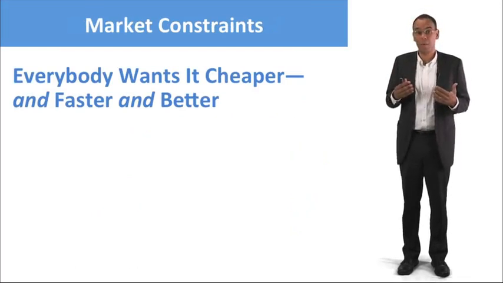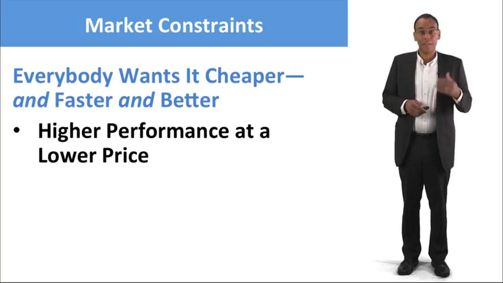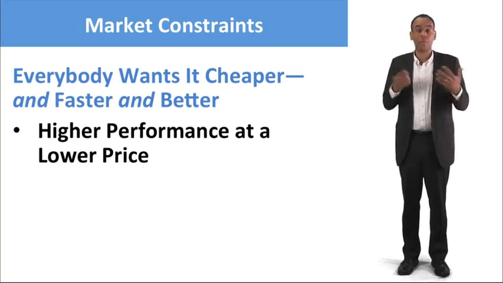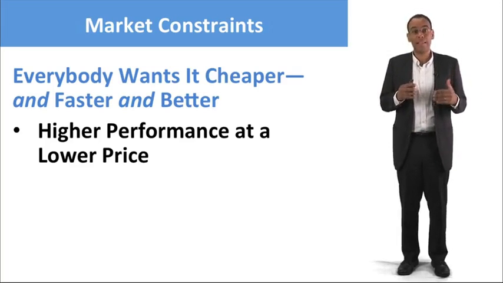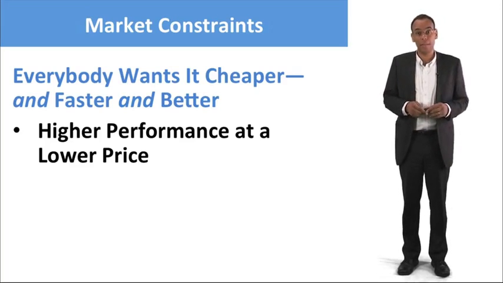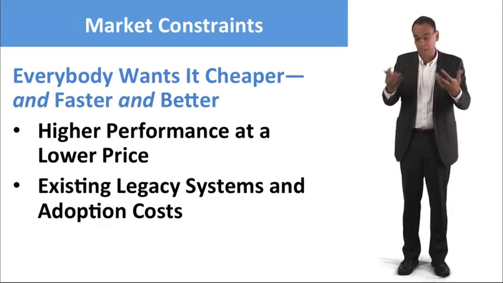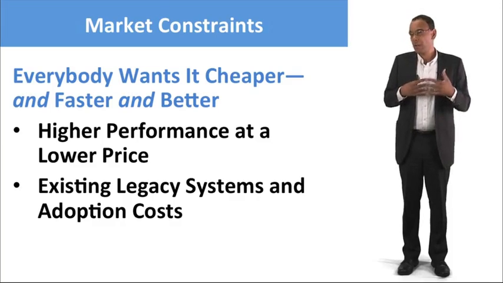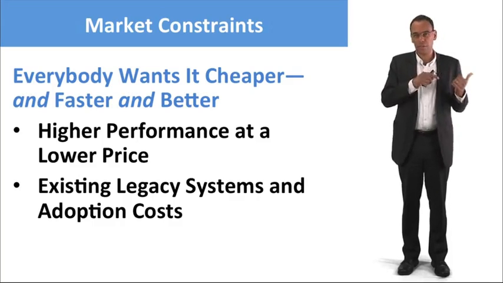The kind of market constraints we're going to talk about are based around this basic idea that everyone wants it cheaper and faster and better. And that's really a hard thing to do. They're going to want higher performance at a lower price. So generally when we go to buy something new, if I'm going to replace my computer, I'm expecting it to be, if not at the same price, at a lower price, and certainly performing a lot better than it did before. I'm also going to have legacy systems and adoption costs, and so when I decide to bring a new innovation into my life, I have to think about what it's going to cost me to change, or what it's going to cost me to use this new way of doing it versus the old way.